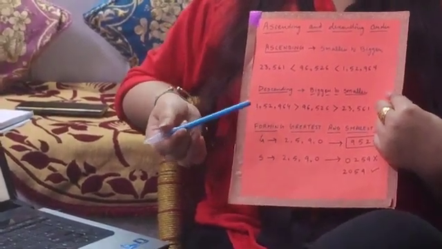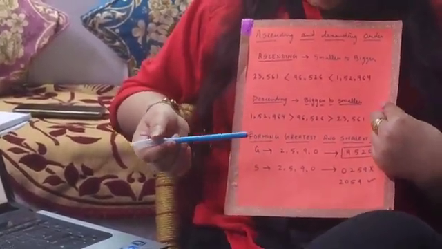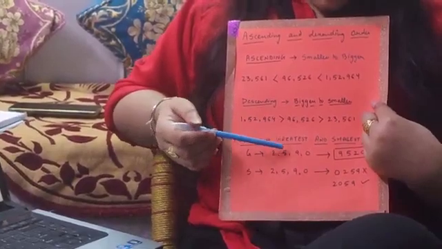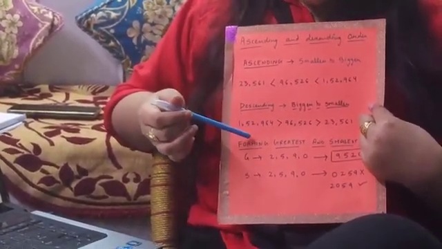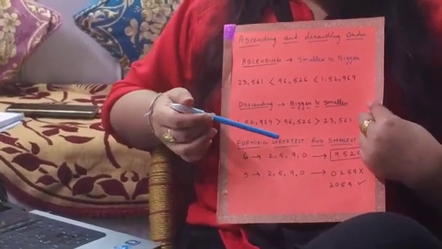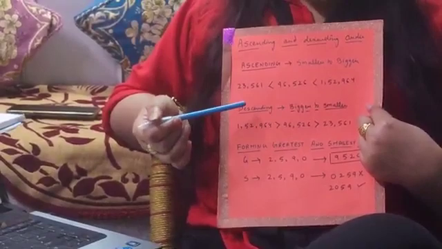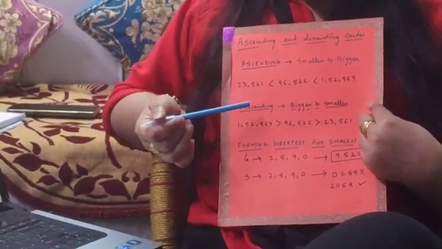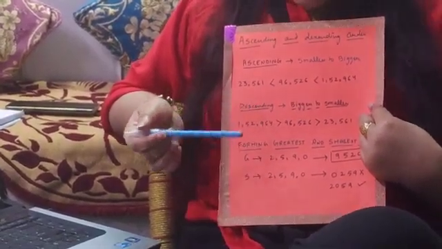Now students, after knowing the arrangement of ascending and descending order, we are going to do the formation of greatest and smallest number. Yes, how we have to form the greatest 4-digit number or 5-digit number, and how we have to make the smallest number. For making the smallest and greatest number, we have to arrange them in ascending and descending order. Yes, the use of ascending and descending order is also here.